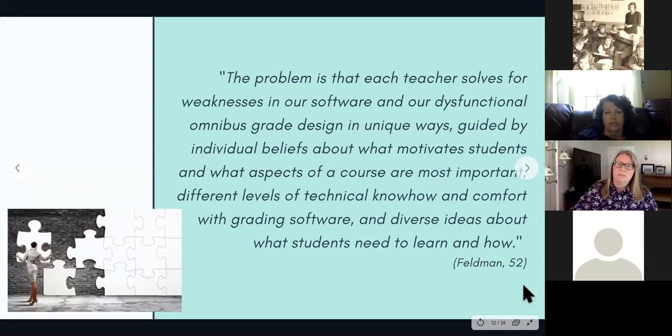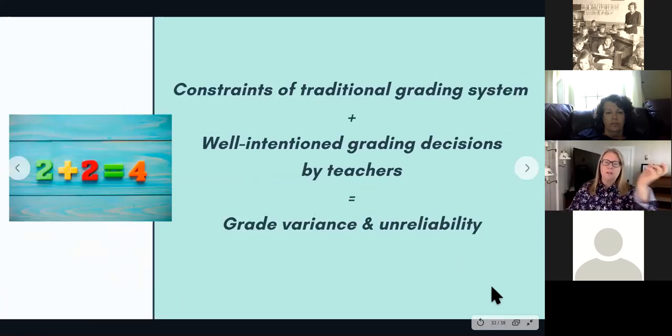So Feldman says the problem is that each teacher solves for weaknesses in our software and our dysfunctional omnibus grade design in unique ways, guided by individual beliefs about what motivates students and what aspects of a course are most important, different levels of technical know-how and comfort with the grading software, and diverse ideas about what students need to learn and how. So these constraints of our traditional grading system, plus our well-intentioned grading decisions, actually equal this grade variance and unreliability that affects our students.